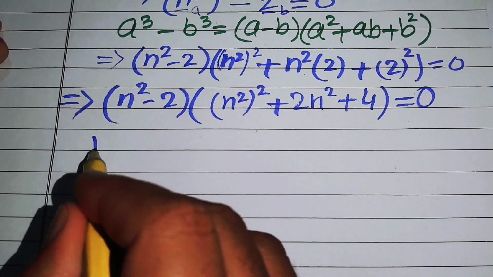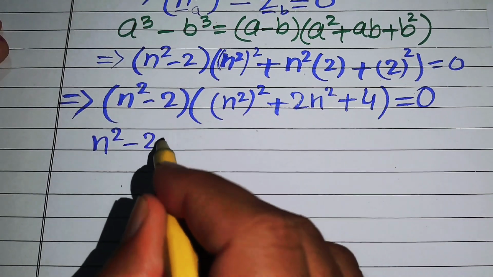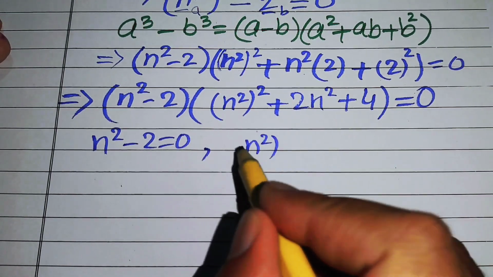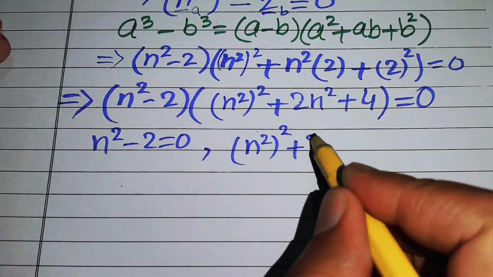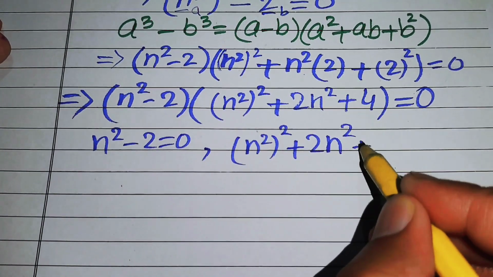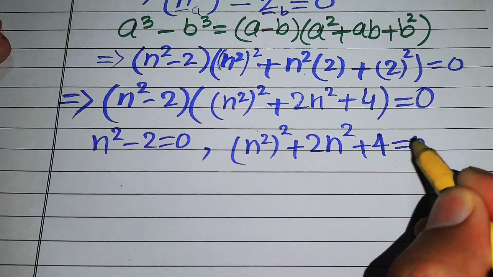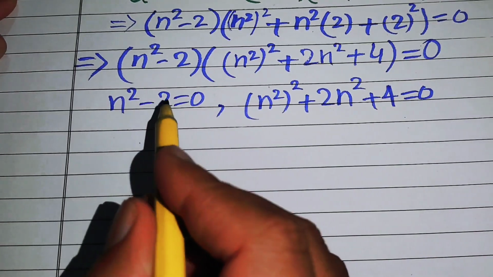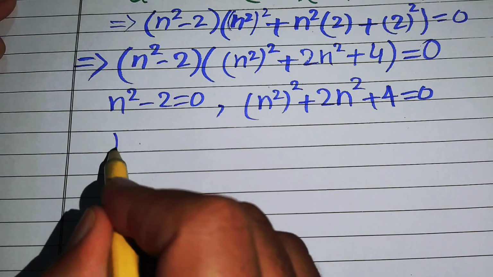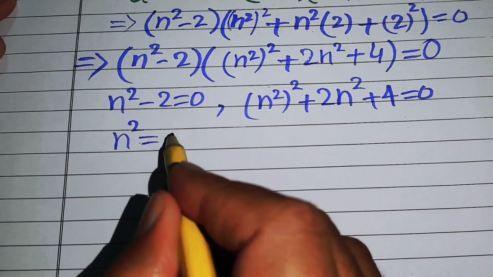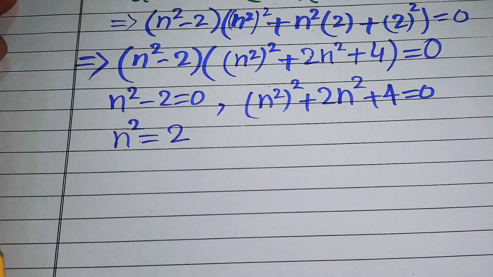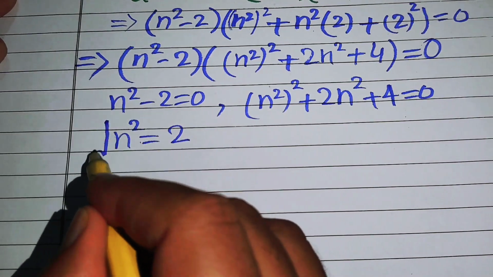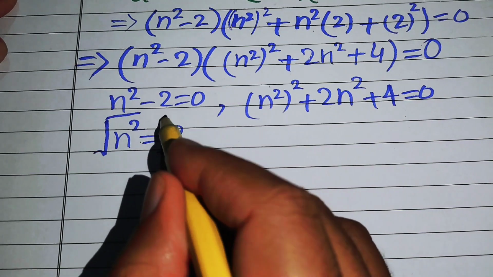The first case is we write n squared minus 2 equals 0, and the other case is we write n squared and its whole squared plus 2 times n squared plus 4 equals 0. So in the first case you have n squared minus 2 equals 0. So here you get n squared equals 2, and now we need to remove this square sign, so we will take the square root on both sides.